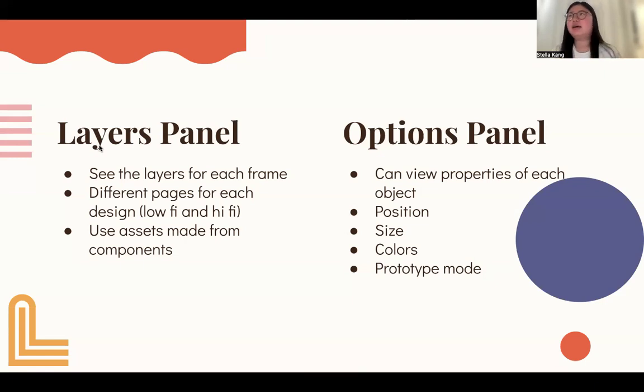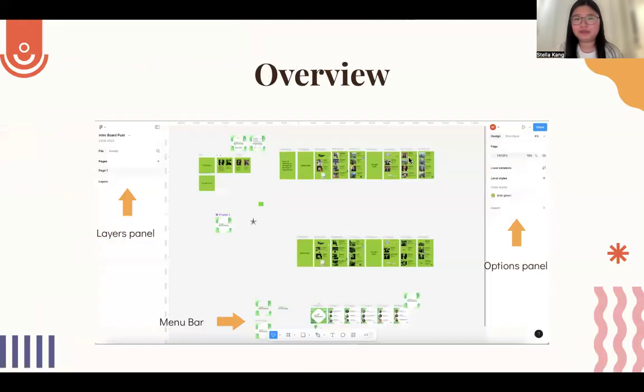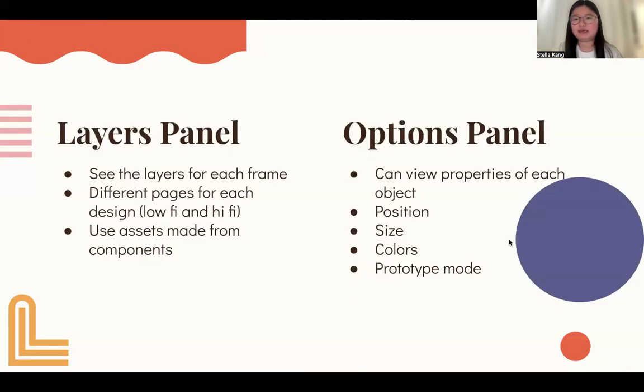Components are more like reusable parts of your design, and they'll be differentiated by a purple color, as we can see later on. And the options panel: layers is on the left side, options is on the right. The options panel is where you can see the properties of each object, like the position, size, colors, and you can also switch to prototype mode as well.